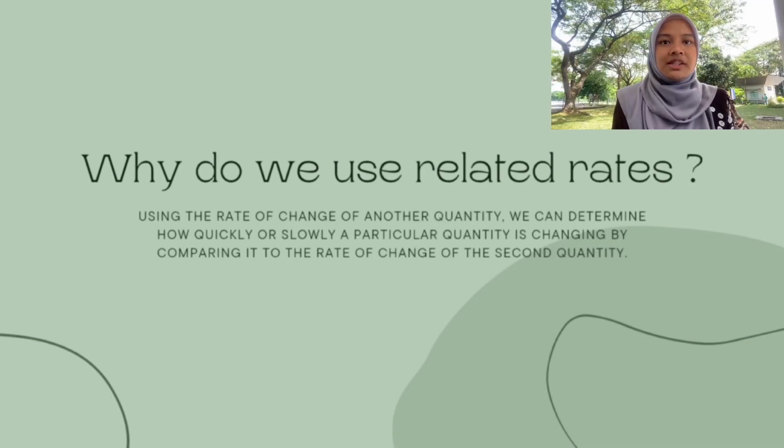Why do we use related rate? Using the rate of change of another quantity, we can determine how quickly or slowly a particular quantity is changing by comparing it to the rate of change of the second quantity.